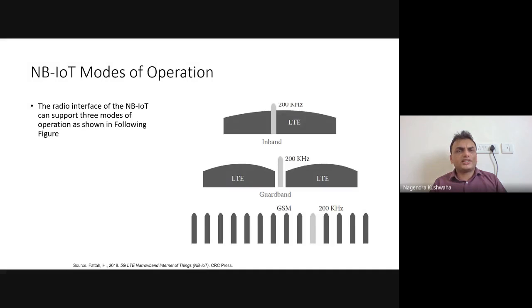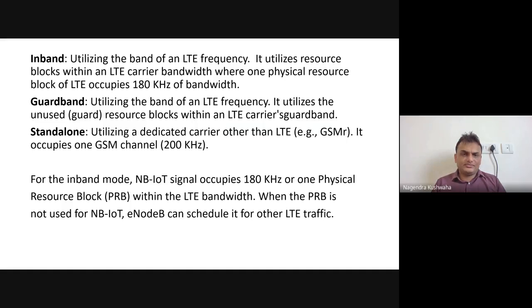Quickly I'll go through the modes of operation of NB-IoT. There are three modes of operation: in-band, guard band, and standalone. In in-band mode, one band of LTE is allotted to do the communication for IoT. In the guard band, we are aware there is a guard between two channels, so this guard is used to send the data. And in standalone, different bands are allotted to send the data.